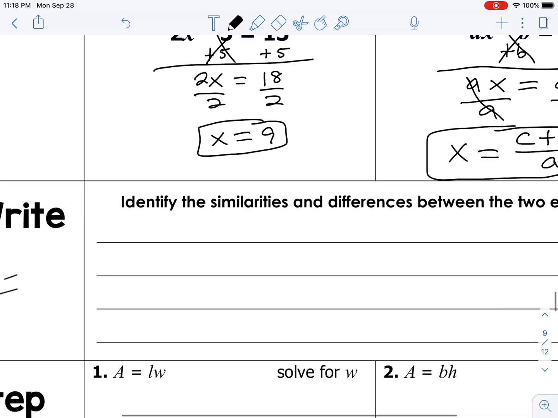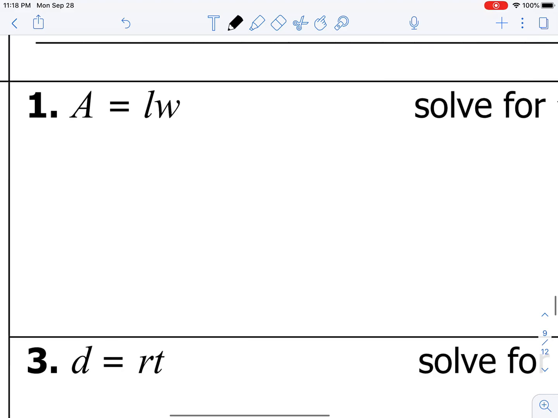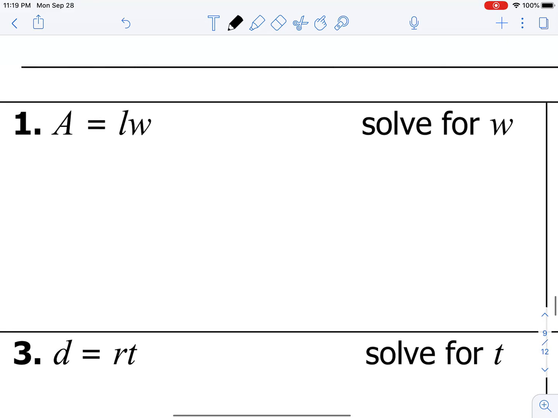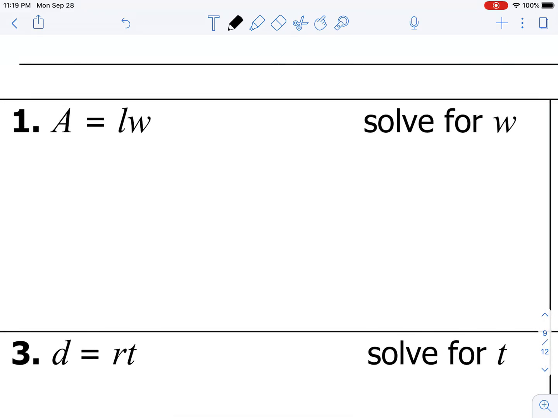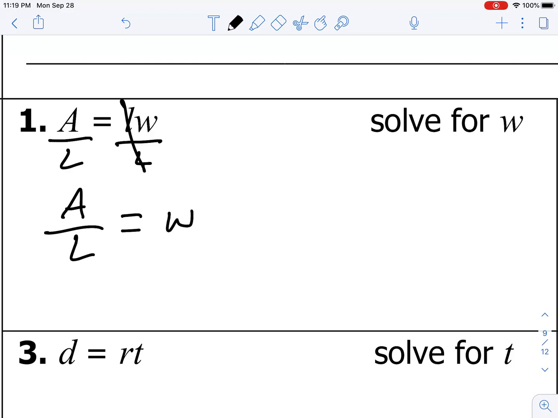All right? So number 1, let's work through these. You can see it in the picture. Solve for w. Very similar to the problem that we just did. So we need to get the w by itself in number 1. In order to get it by itself, we need to get rid of the L. So we need to divide by L, and I'm going to use a capital L. That cancels out. We get A over L equals W. W is now by itself. That is your answer.